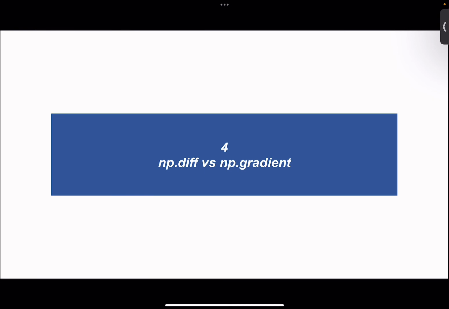So let's take a look at our fourth part, np.diff versus np.gradient. So this is another confusing point about this function np.diff. What's the difference between np.diff and np.gradient? So far, I hope you have a better sense of this function np.diff. What does this function do? And how can we use it in a basic sense, right?